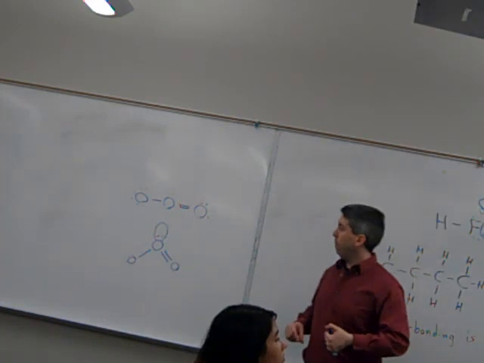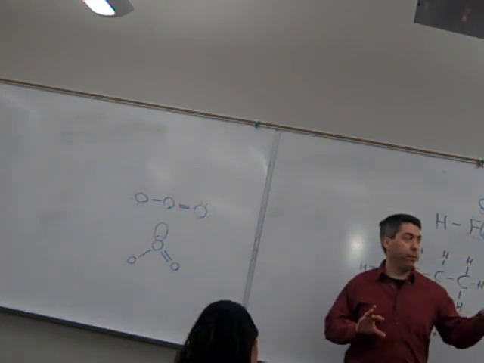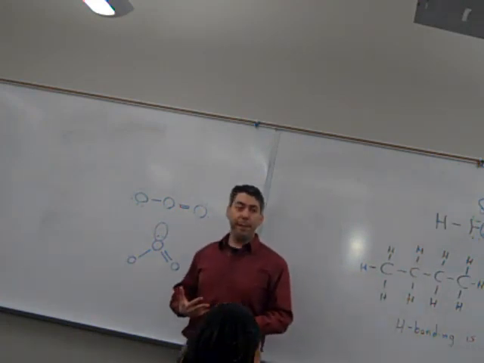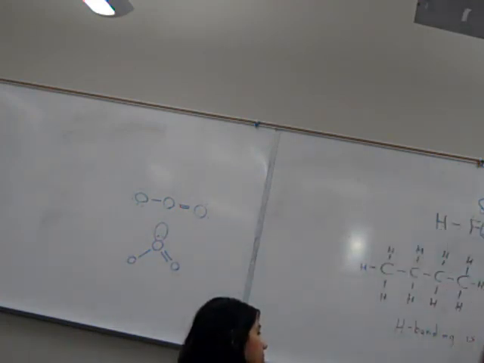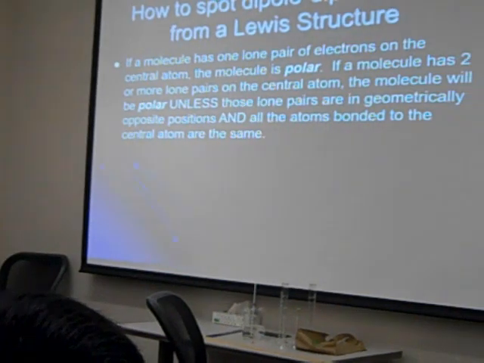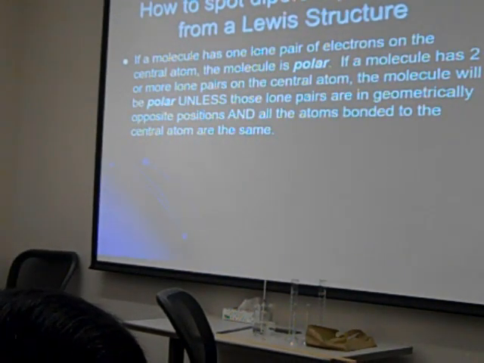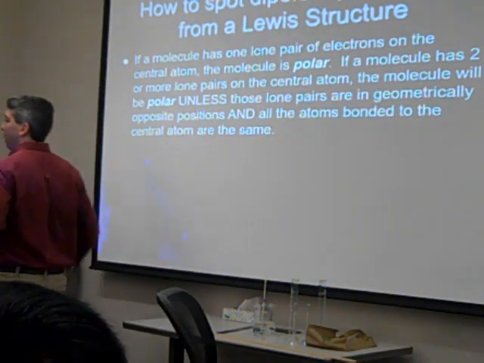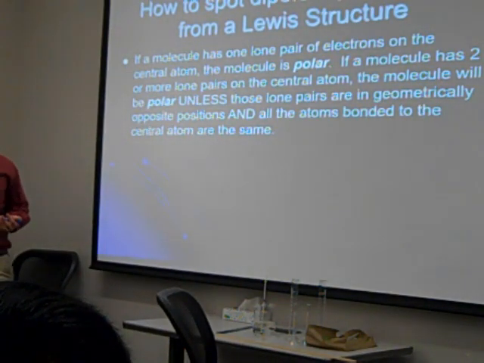So that's why I put together these rules over here, to help make it a little bit easier. So if there's a pair of electrons on the central atom, the molecule is polar no matter what. If there is not a pair of electrons on the central atom, and all the atoms bonded to the central atom are the same, then the molecule is going to be nonpolar.